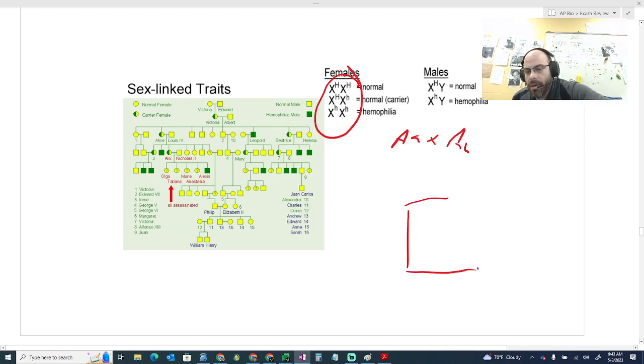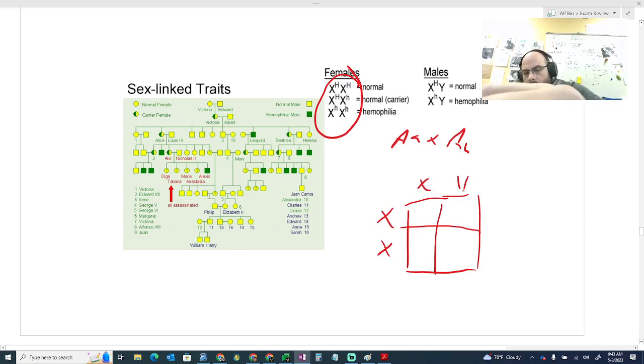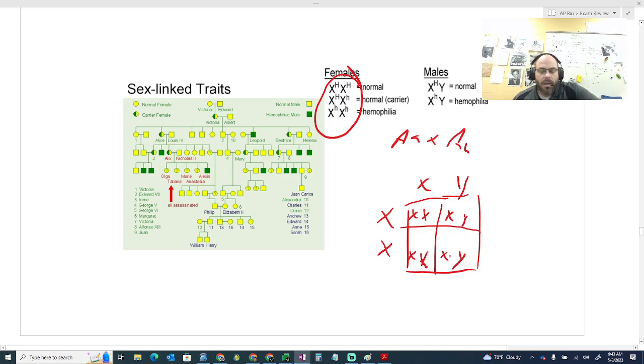If you're doing a Punnett square, just so you can think about it, you're always going to fill in your X's and Y's first. All right. Colorblindness is a sex-linked recessive trait. Let's say that dad is colorblind and mom is a carrier for colorblindness, so she's heterozygous.